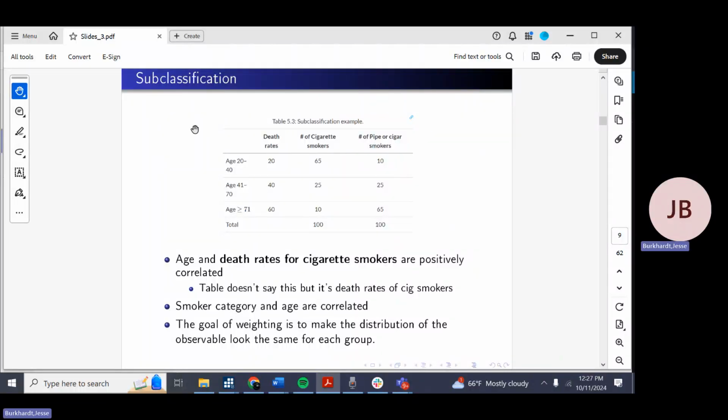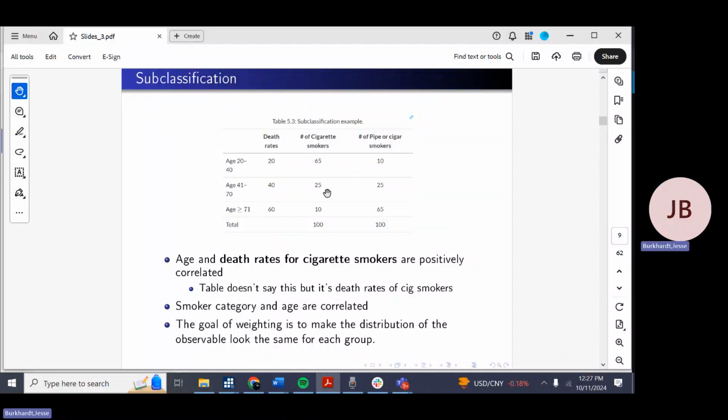Subclassification. Subclassification is maybe the simplest way we can think about controlling for a single confounder. And subclassification depends on being able to cut up your confounder into groups. So in this case, we're cutting our age variable into groups, and we're going to reweight our death rates based on the fraction of people within these groups. So what this table is showing is the death rates for cigarette smokers in each age group, 20, 40, and 60, for the 3 different age groups. And here we have the number of cigarette smokers in each age bracket and the number of pipe and cigar smokers in each age bracket.